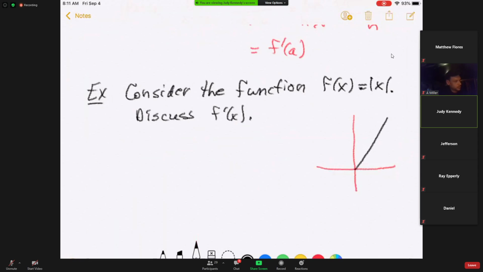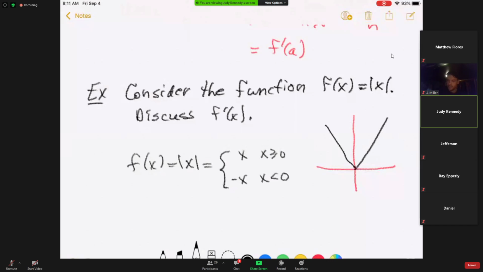That looks like this, right? Because by definition, the absolute value of x is x if x is greater than or equal to 0, and it's minus x if x is less than 0. Okay.